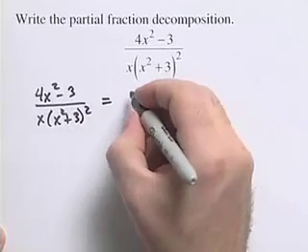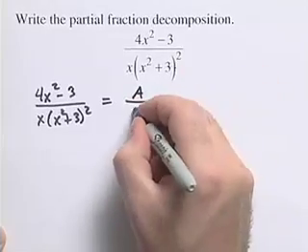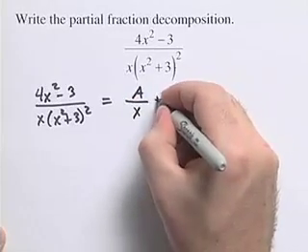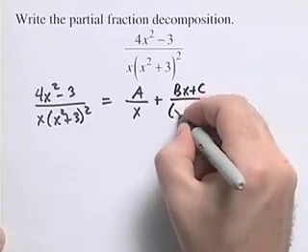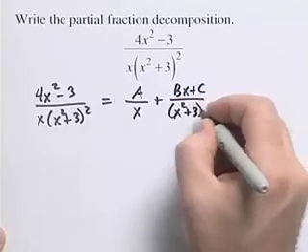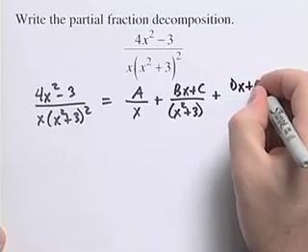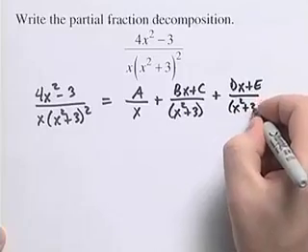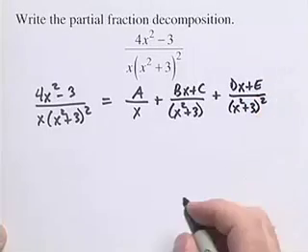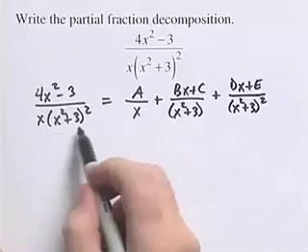And if we decompose that, we're going to get A divided by x, our linear factor, plus (bx plus c) over (x squared plus 3), that's our quadratic factor, plus (dx plus e) over (x squared plus 3) quantity squared. We're going to clear the fractions by multiplying by this denominator.